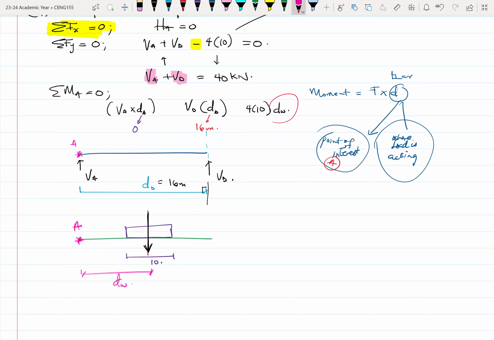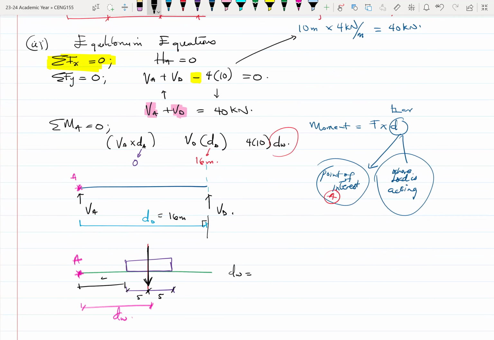All right. So my DW here will be this distance from here to here, which is half of the 10. So this is 5. If this whole thing is 10, then this is 5. This is also 5. So we have 5 plus this extra distance here, which I think is 4. So the total value for DW is 5 plus 4, and that is 9 meters.